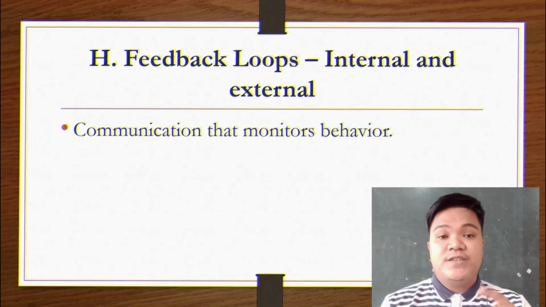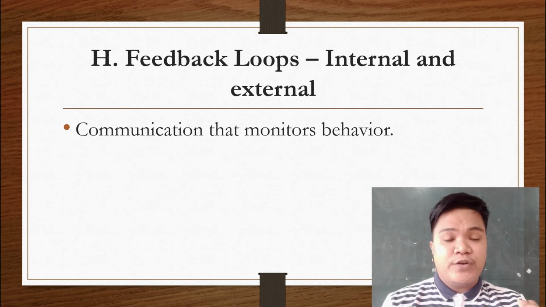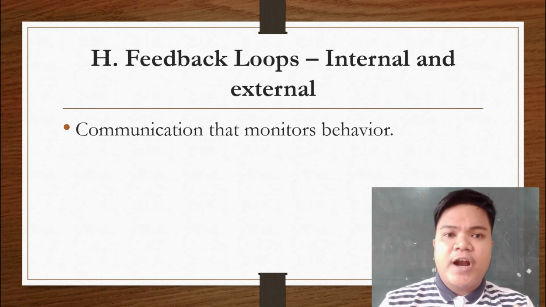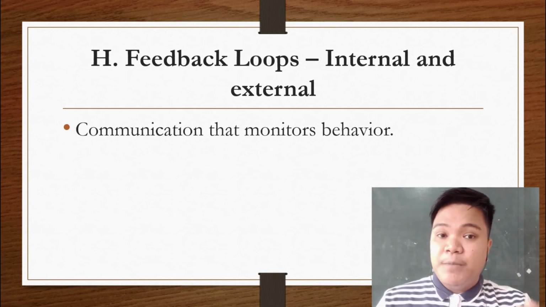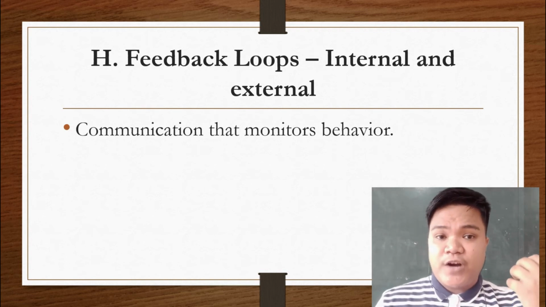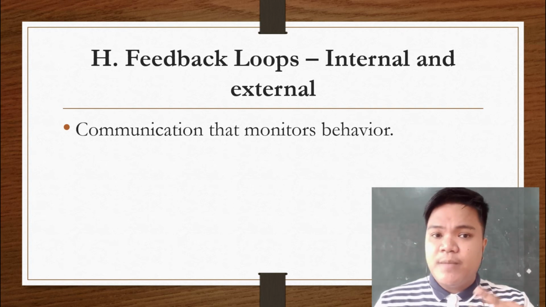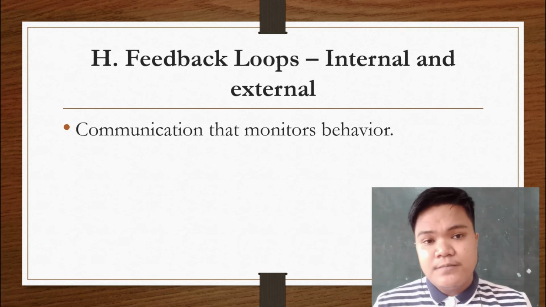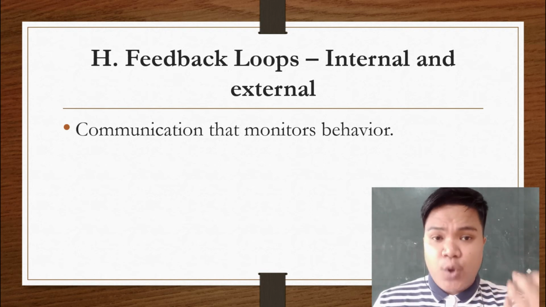And the last one is the feedback loops, internal and external. It is a communication that monitors behavior. Feedback loops are the exchange of information regarding one's comprehension and performance between practitioners, peers, and oneself, as well as between learners and practitioners. An important element of this interaction is called feedback, information about the quality of the process, which lets the system correct and enhance itself.